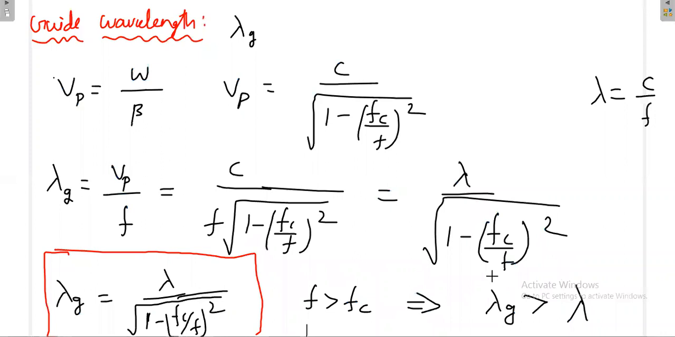Lambda g is greater than lambda. So the wavelength of the waveguide, that means the guide wavelength, is the wavelength inside the waveguide, and it is always greater than the wavelength in free space. So lambda g is the wavelength of the waveguide.